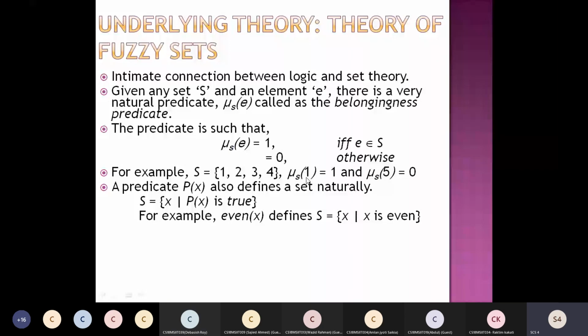देखो मैंने क्या लिखा है यहाँ पे, mu s of 1 is equal to 1, क्योंकि ये जो 1, ये जो एलिमेंट इस सेट में है, राइट? तो इसका मतलब ये 1 होगा वैल्यू. अब 5 क्या इस सेट में है? नहीं है, तो mu s of 5 is equal to 0. Very simple, it's boolean, right? Yes or no?